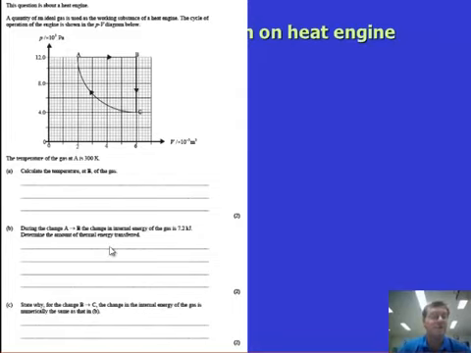During the change A to B, the change in internal energy of the gas is 7.2 kilojoules. Determine the amount of thermal energy transferred. And the third question is state why, in change B to C, the change in the internal energy of the gas is numerically the same as that in part B. Okay, so let's take you through some answers here.